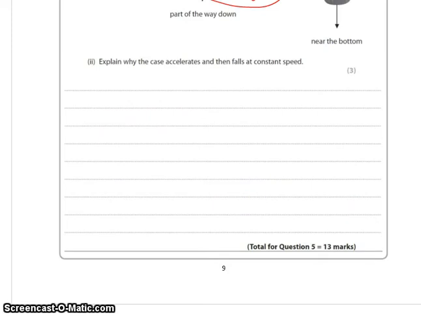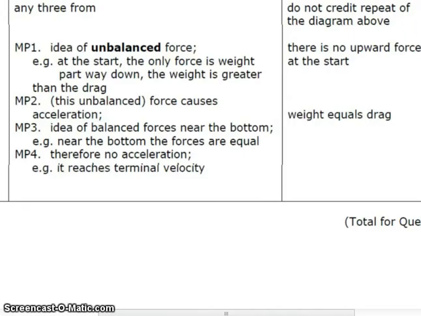Well, I'm going to look at the mark scheme to help answer this. There were 3 marks, and they're accepting anything along the lines of the following 4 things. If you've said that to begin with there is an unbalanced force, or that the weight is greater than the drag, and we're talking about at the start here, then you get a mark. So a mark for saying that at the start there's an unbalanced force, the weight is greater than the drag. Going with that, we're going to say that this causes acceleration.